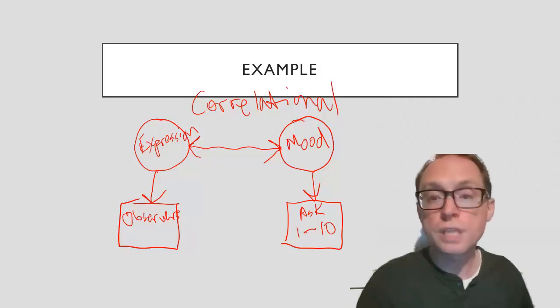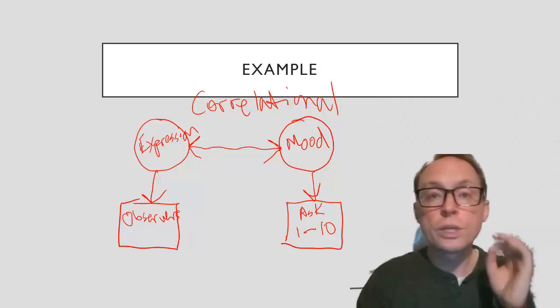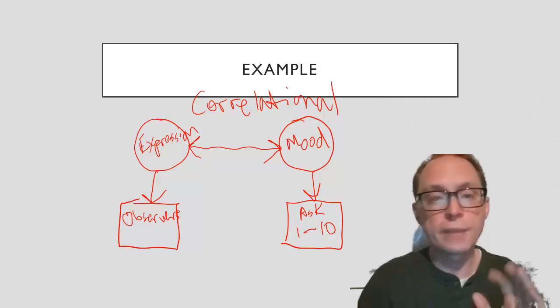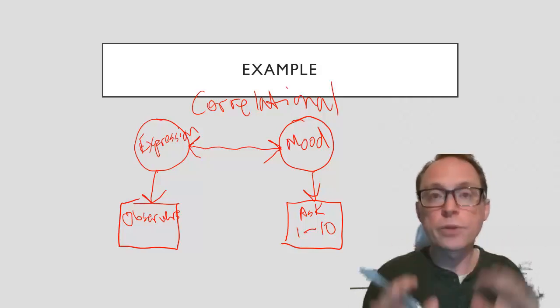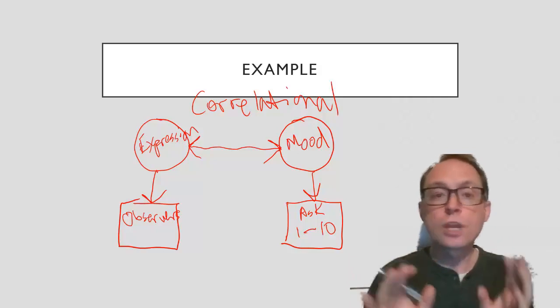It's a correlational study. And a correlational study can only give us an association claim. It can only say that they're associated with each other. It cannot say that one thing causes the other.